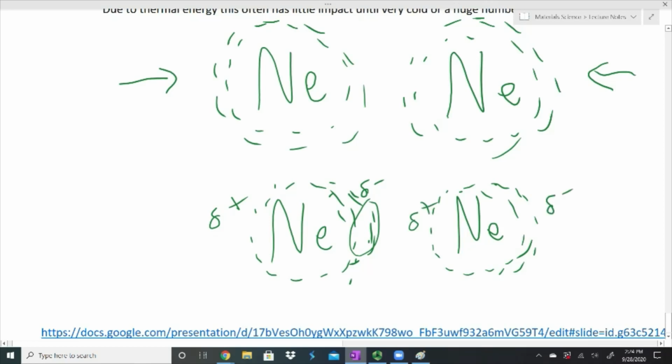Anytime we have something that's partially negative or partially positive, they're going to want to come together and be attracted, but really it needs to overcome other types of forces as well: thermal energy, the fact that it wants to vibrate, the fact that it wants to rotate. So we need to think about our thermal energy in this picture as well.